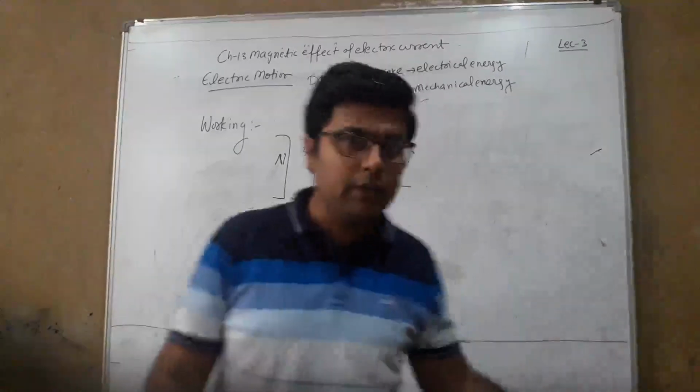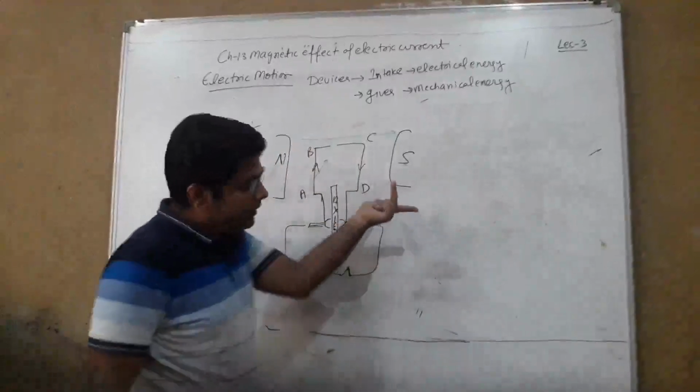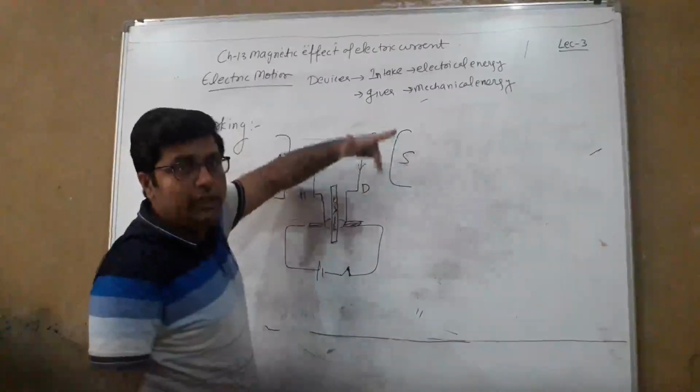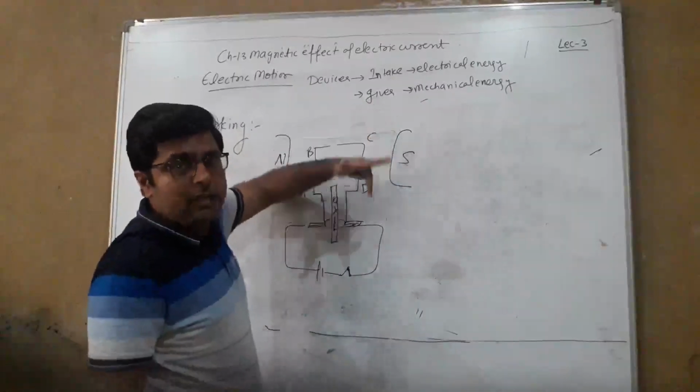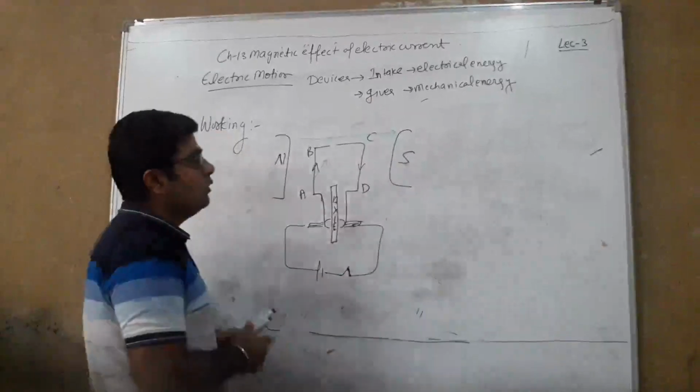Again we are going to use our Fleming left hand rule. Direction of magnetic field, but this time direction of current is downward, C to D. Direction of current is downward. So direction of magnetic force will be outward.